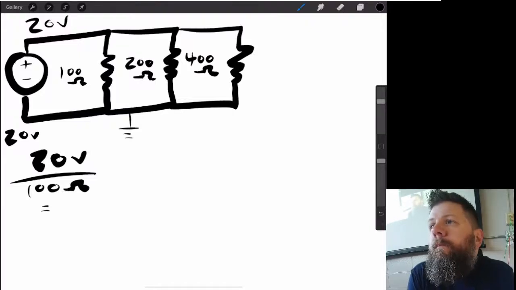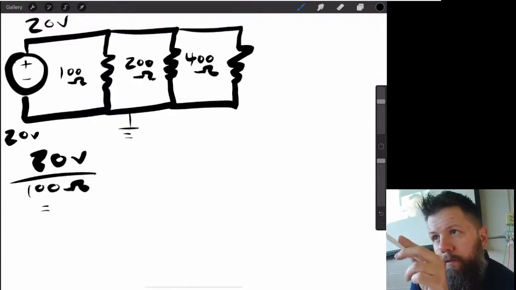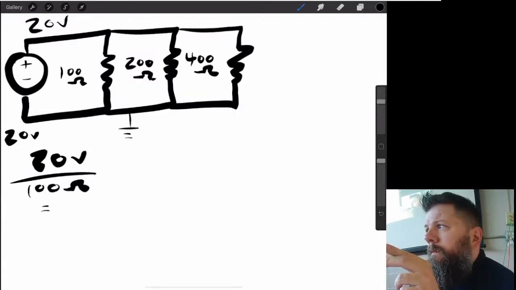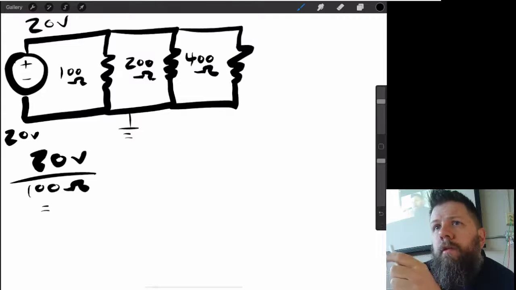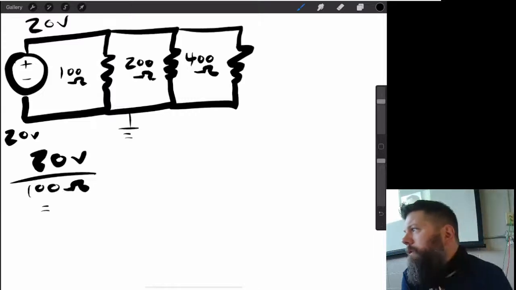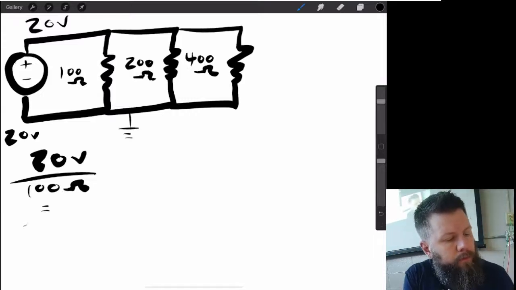What is it? 20 divided by 100, so you're close. It's 1/5 of an amp, right? Correct? 20 divided by 100 is 0.2, which is 1/5 of an amp. So 0.2 amps.